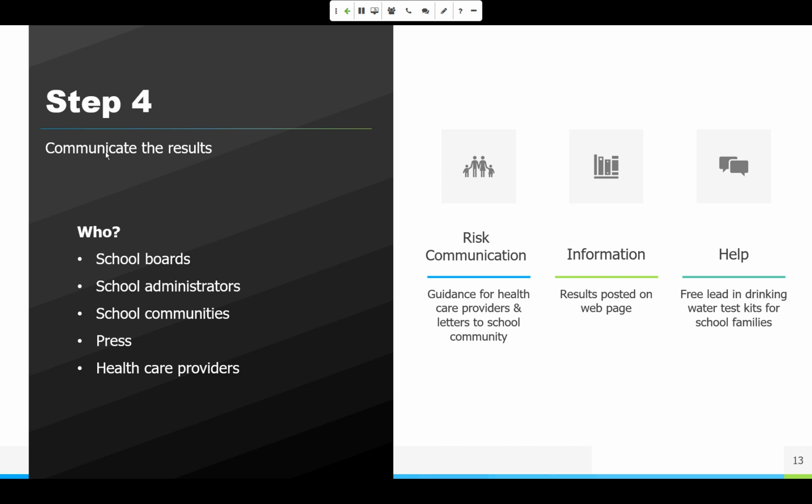And then about 2 weeks after we had provided the results to the schools and school communities, making sure that the parents and staff were informed, we posted the results on our webpage. And the private drinking water program, as I mentioned earlier, offered free test kits to families at the 5 schools where lead was found above 15 parts per billion.